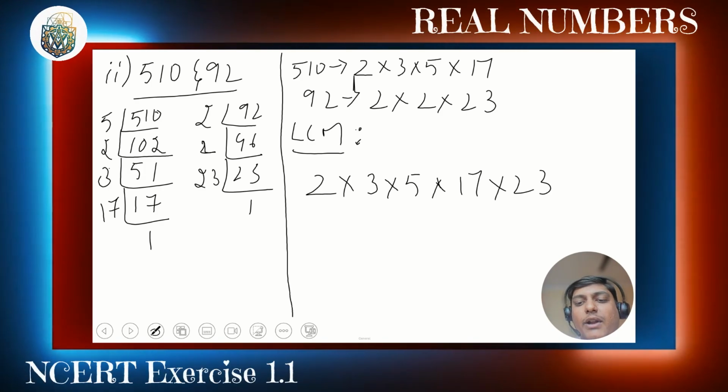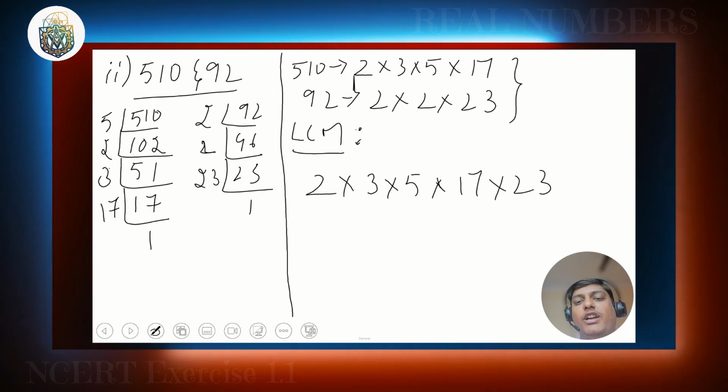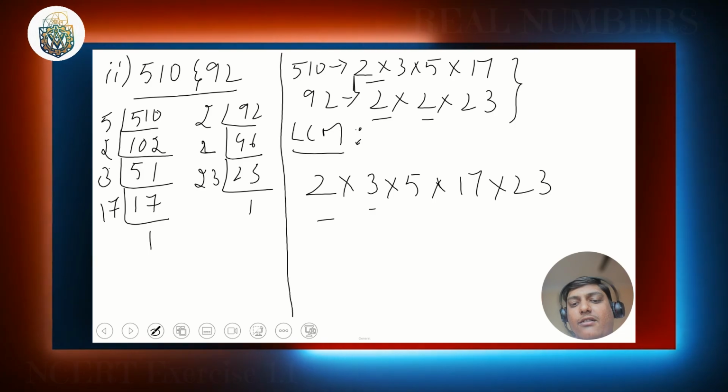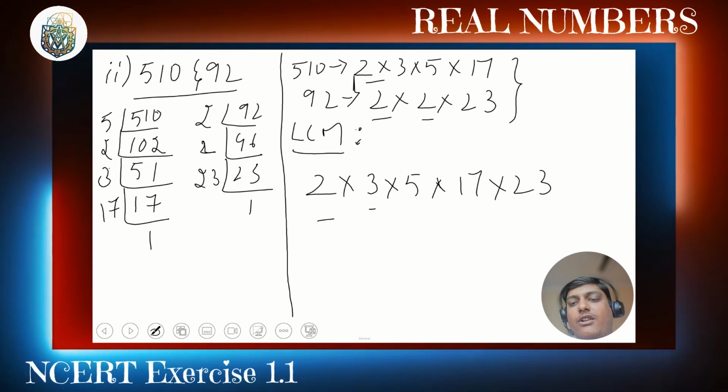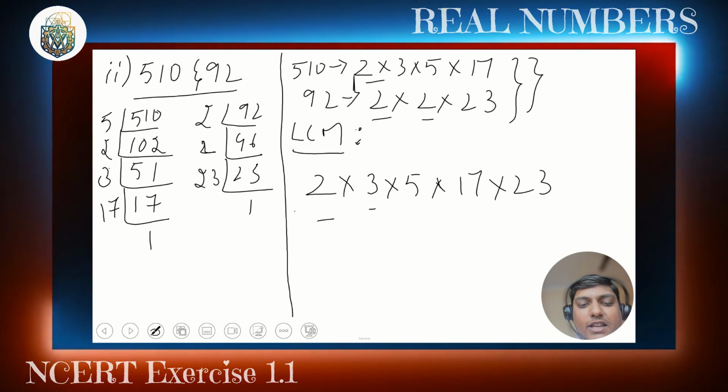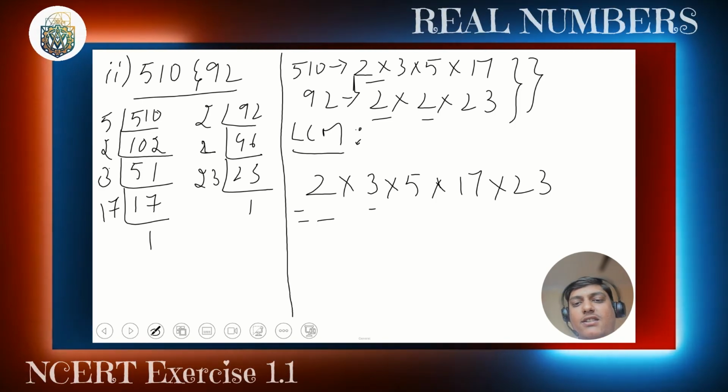So all prime factors you have to consider, including 2. If 2 is already there, you can take it once. Then you have 2, 3, 5, 17, 23. These are the numbers which are present in the two numbers, correct? Next step, you have to assign the powers.